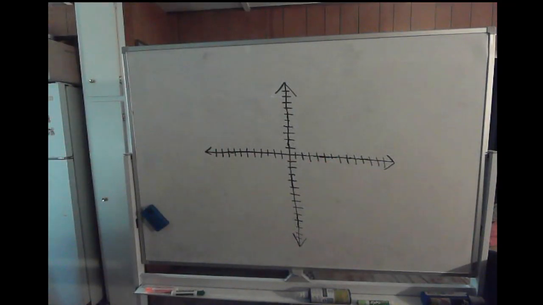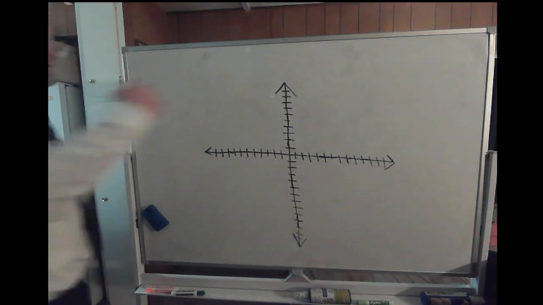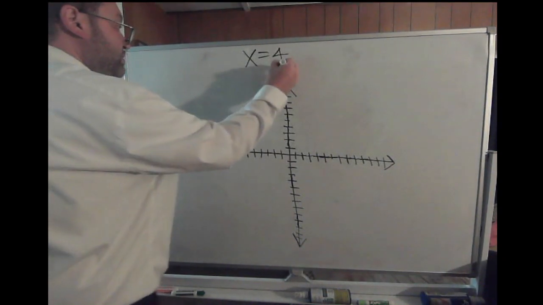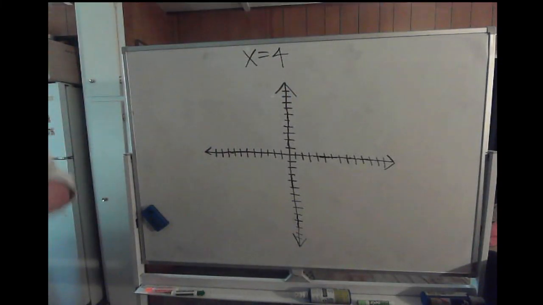Alright. Now we have 4 more and they get interesting. X equals 4. Huh? No y coordinate? X equals 4? Well, what are we going to do with that? Okay.